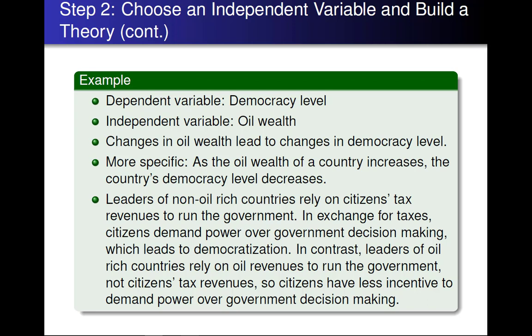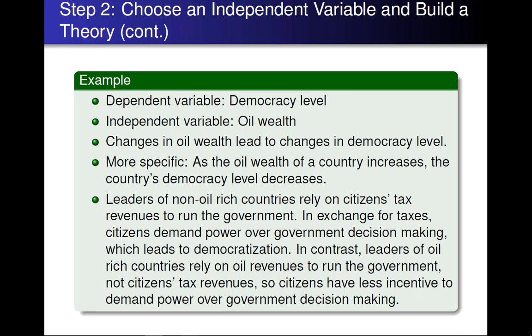As to why we expect this relationship, we could make the following argument. Leaders of non-oil rich countries rely on citizens' tax revenues to run the government. In exchange for taxes, citizens demand power over government decision-making, which leads to democratization. In contrast, leaders of oil-rich countries rely on oil revenues to run the government, not citizens' tax revenues.